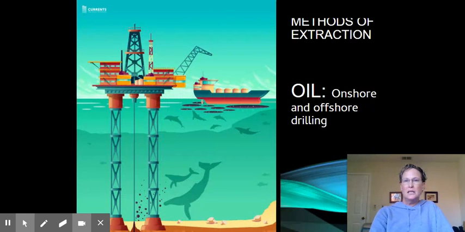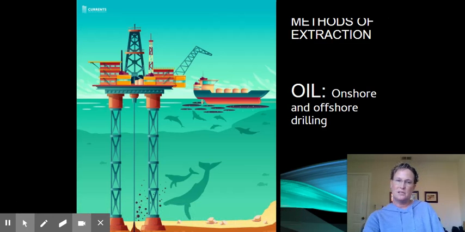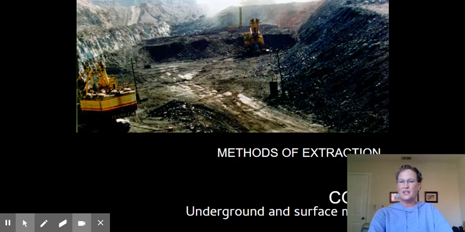Okay, so here's some methods of extraction for oil, coal, and natural gas. So the method of extraction for oil is onshore and offshore drilling. So this is an example of offshore drilling, and then they just pump the oil into there. So this is very harmful and very expensive and prone to explosions and problems. Okay. Method of extraction for coal is underground and surface mining.